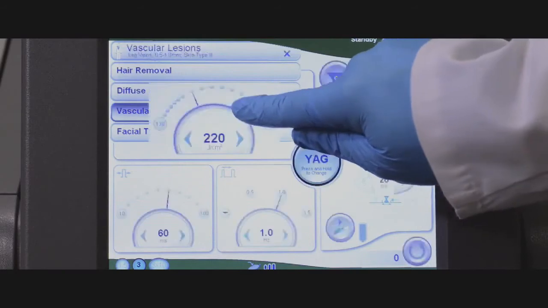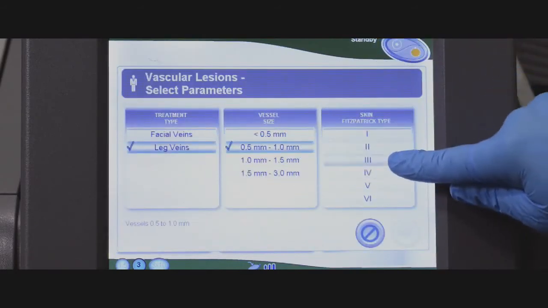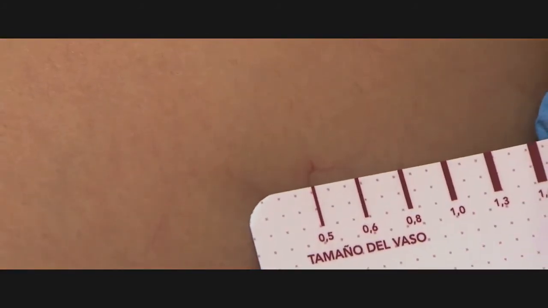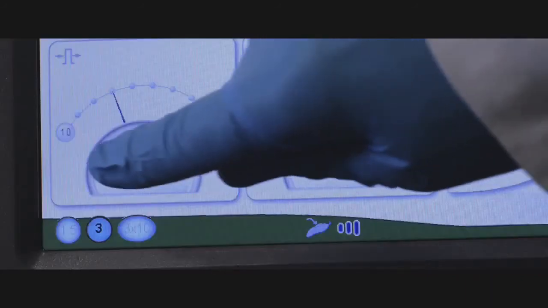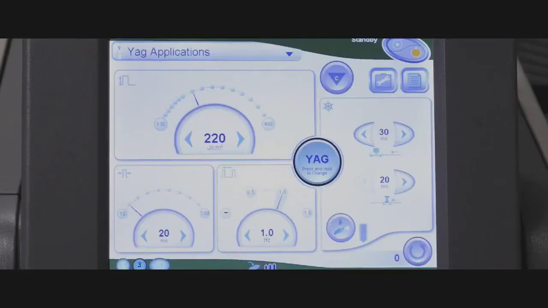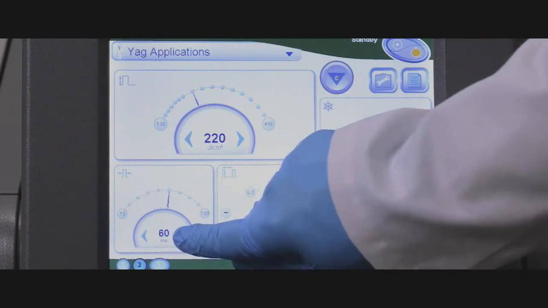The parameters are selected based upon the size of the vessel. The diameter of the vessel will dictate the pulse duration chosen. Before beginning, make certain the skin is absolutely clean and dry. For smaller vessels, for example those under 0.5 millimeter, a shorter pulse duration of 10 to 20 milliseconds will be selected. For larger vessels, for example those over 1.5 millimeters, a longer pulse duration of 50 to 60 milliseconds will be selected.